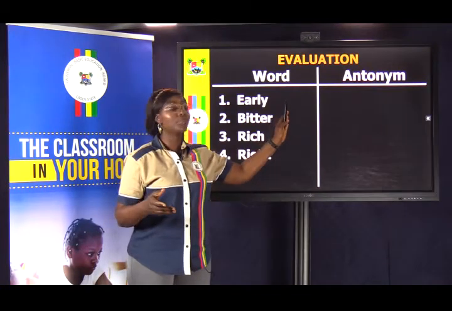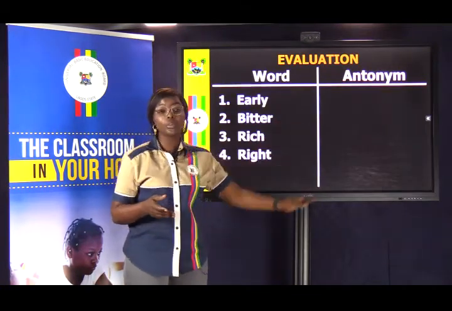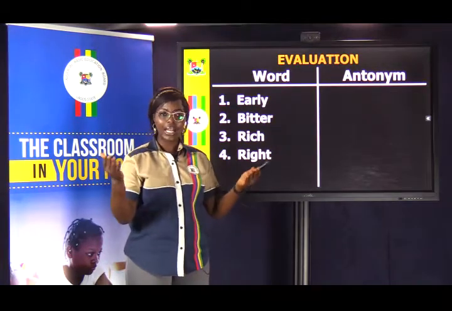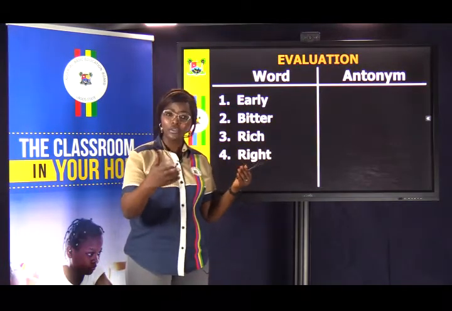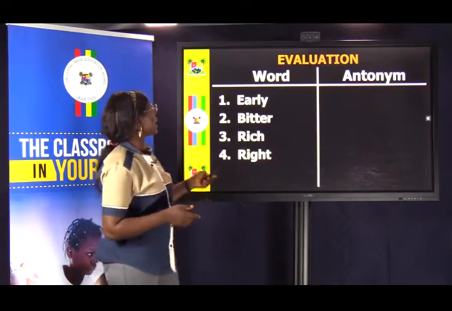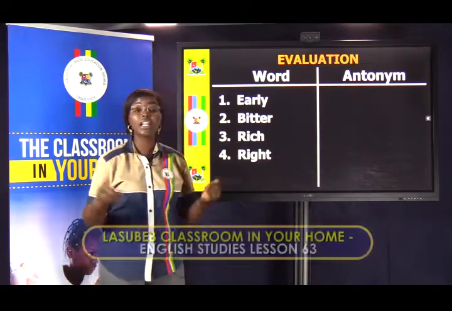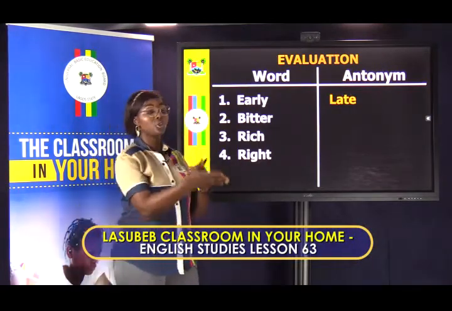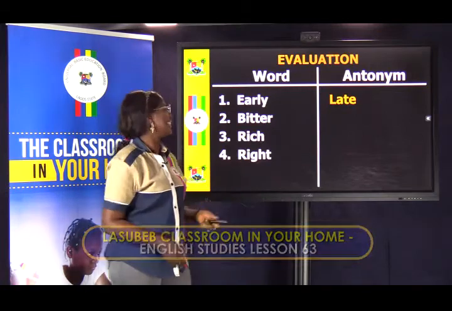The moment I give you the answer on the board, you check your book to confirm if you're correct. If you're correct, you tick. And if not, you can put a star in front and put the answer right after the star. Okay, so let's start with the first word, early. What is the antonym of early? You're not early to school. You're what? You're late. Late.